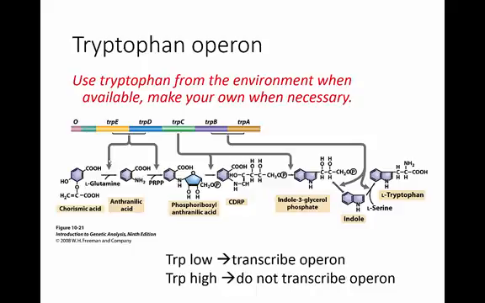These 5 genes all share a common promoter and regulatory system. For that bacteria, it would be best to turn on that operon when tryptophan levels are low, so you can make your own tryptophan. If you already have tryptophan from the environment, you don't need to transcribe that operon, and you would turn it off.